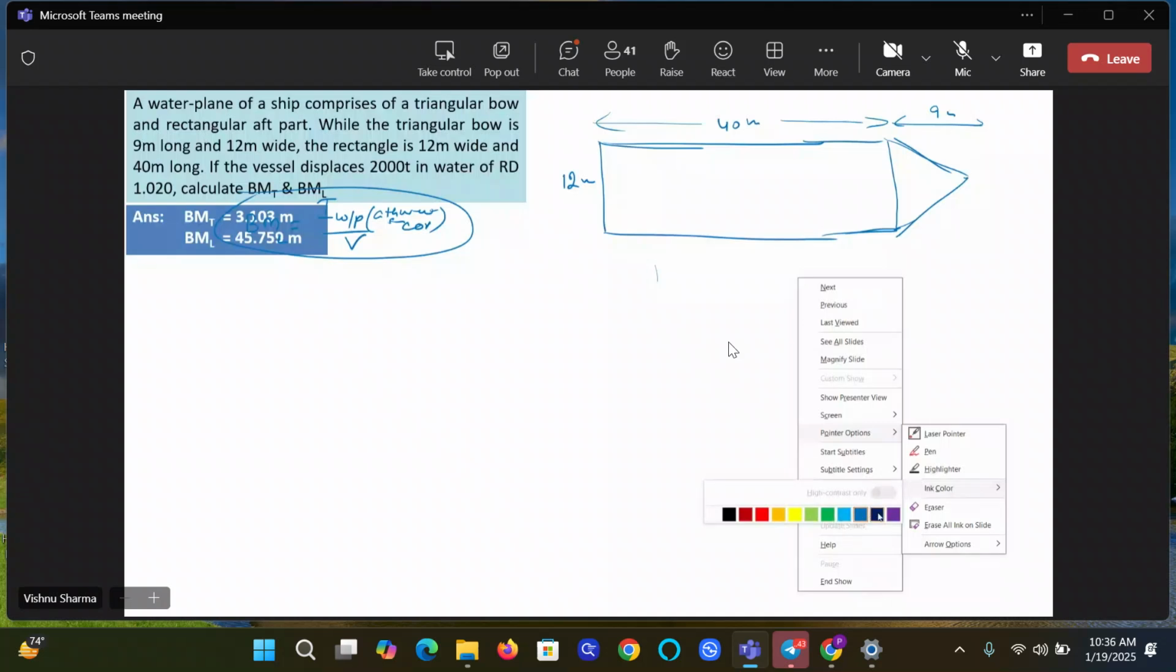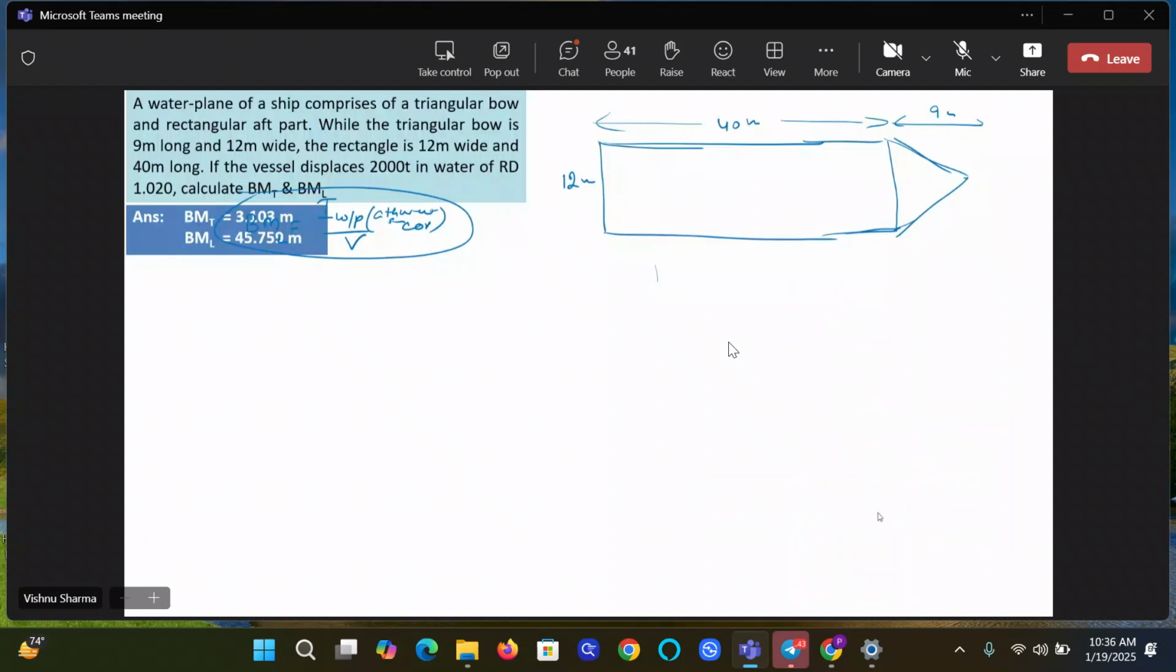So that means I need to calculate AF. I'll have to deal with two areas separately, and AF we can calculate about the after perpendicular. Now guys, can you tell me what is the area of the rectangular part of the water plane? It's 40 into 12, that is 480 square meters.